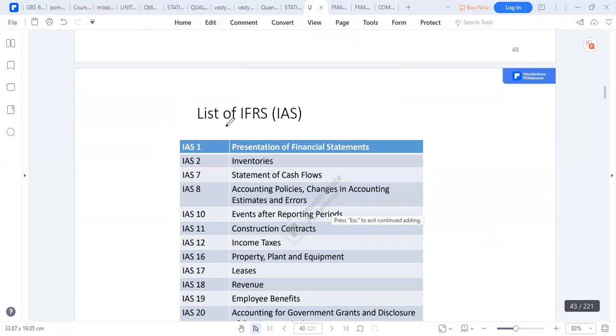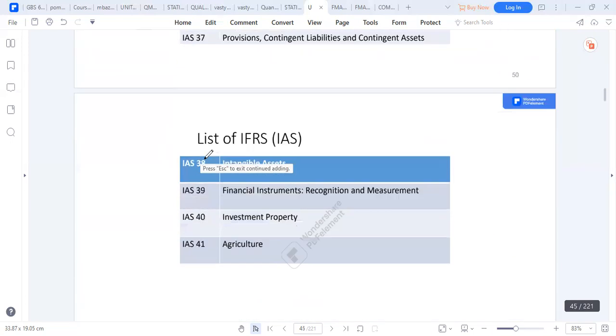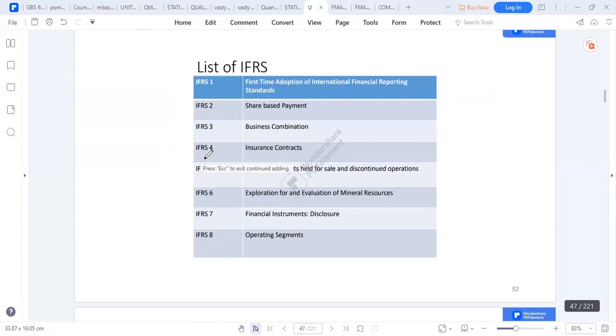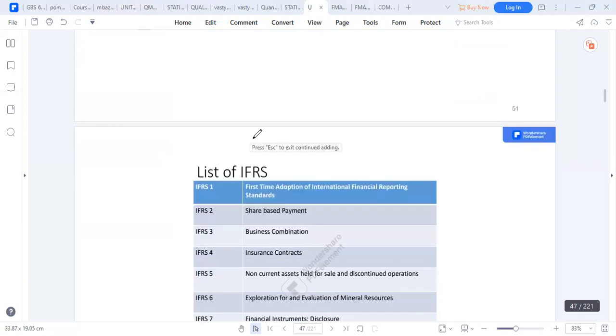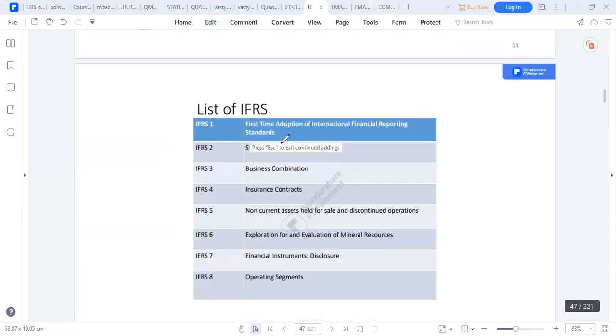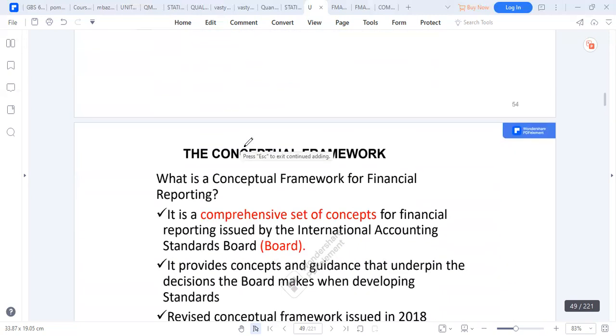So the list of International Financial Reporting Standards runs from IAS 1 up to IFRS 41. I'm not going into the nitty-gritties of what each one of them is specifically, but these are simply regulatory standards that will guide whatsoever regulation there is.